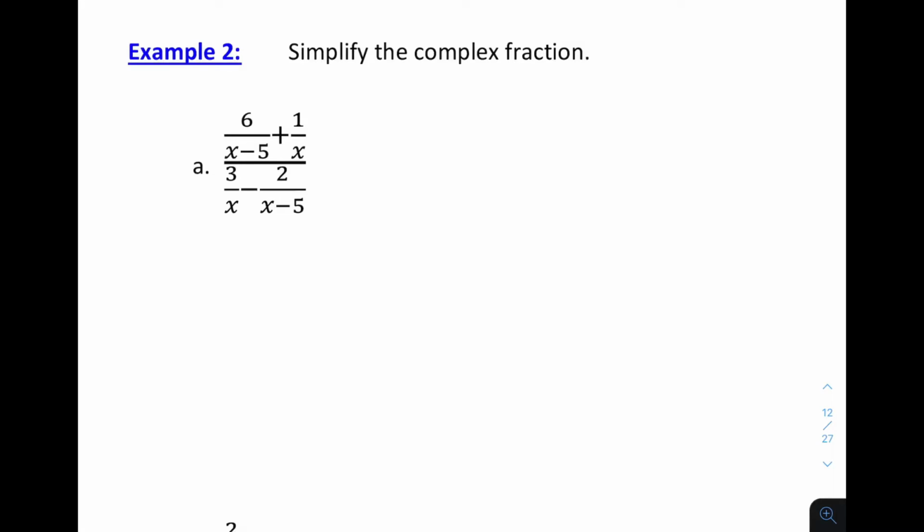Now we're going to work with some rational expressions that are called complex fractions, which sounds exciting because they're complex, but don't worry, they're actually not too bad if you take them one piece at a time. So take the top part and the bottom part separately. I'm going to start with the top. So my top is 6 over x minus 5 plus 1 over x.